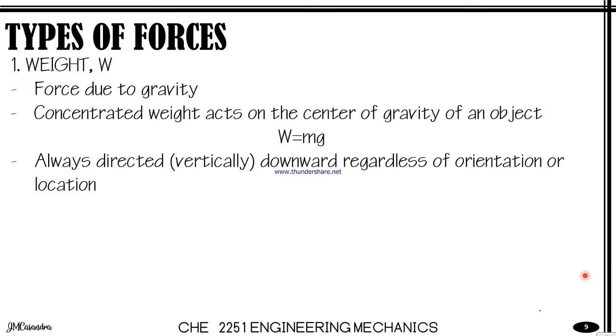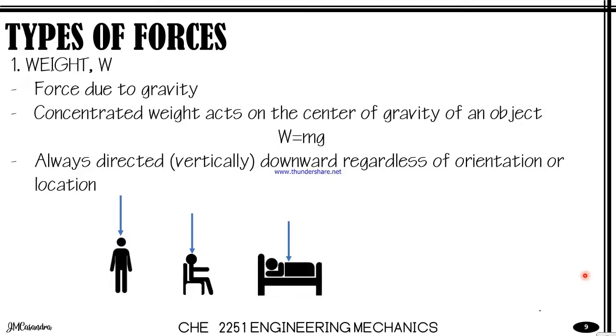And the weight will always be directed vertically downward regardless of the orientation or location of the object. But its value will depend on the location. So if a man is standing up, his weight will be directed vertically down. When sitting down, the weight will still be directed downwards. Lying down, he will still have a weight directed downwards.